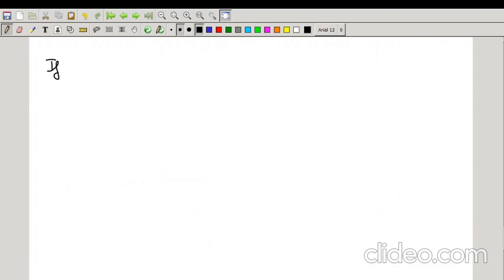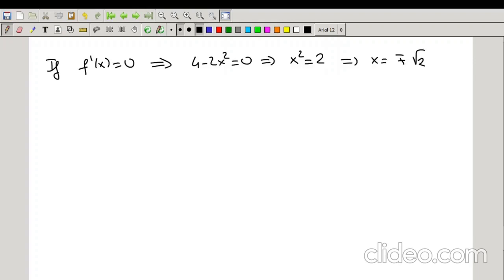So if f prime x equals 0, this implies 4 minus 2x squared equals 0, and so we have x squared equal to 2. In other words, x is equal to plus or minus square root of 2. So critical points, remember, are those points which make f prime equal to 0. Critical points are c1 is square root of 2, c2 is minus square root of 2.